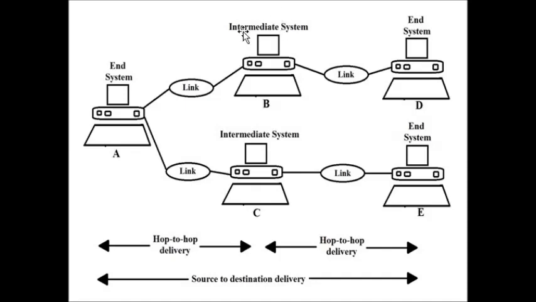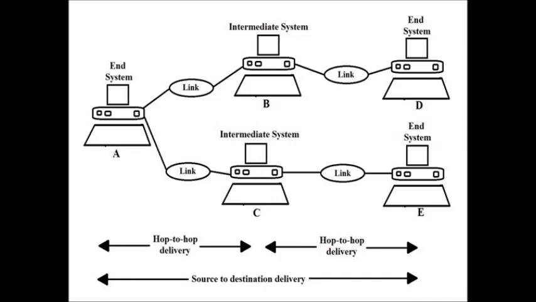And the exchange of data through these intermediate systems between the two end systems, that is any exchange of data between A and D or A and E, is source to destination delivery. It has to pass through an intermediate device or system through multiple hop to hop deliveries. So this source to destination delivery between the end systems, that is from A to D or A to E, is accomplished by the network layer.